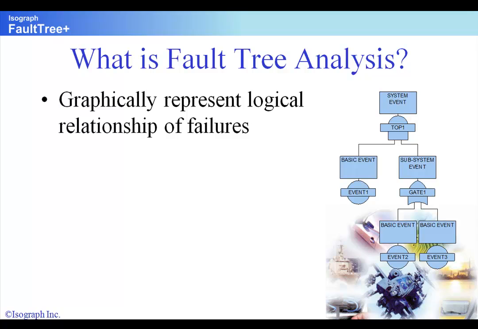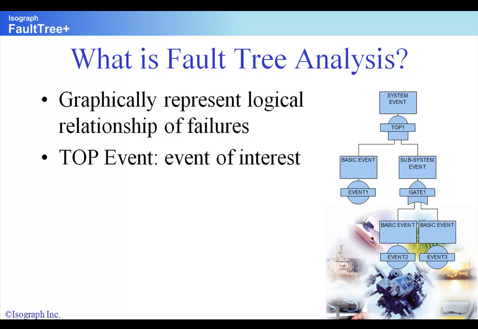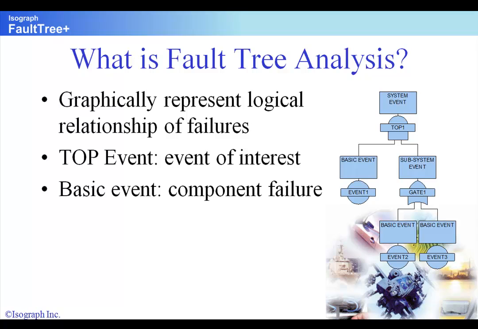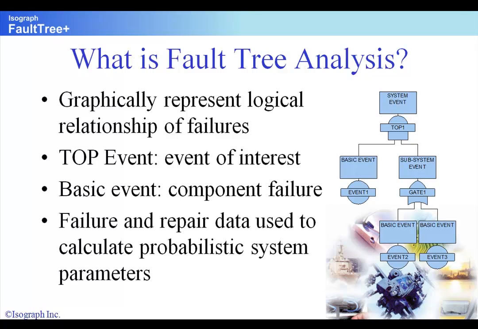Fault tree diagrams represent the logical relationship between subsystem and component failures and how they combine to cause system failures. The top event of a fault tree represents a system event of interest and is connected by logical gates to component failures known as basic events. After creating the diagram, failure and repair data is assigned to the components. The analysis is then performed to calculate reliability and availability parameters for the system and to identify critical components.